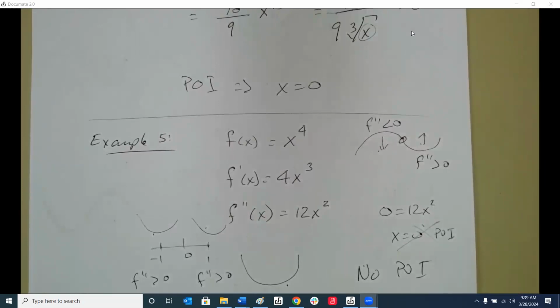You say, yeah, but I got the second derivative set equal to 0. You did, but it's not really a point of inflection, so there's no point of inflection. That question goes more on definition than it does on application.